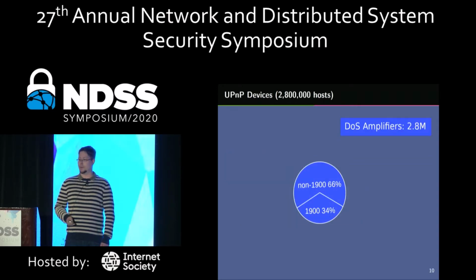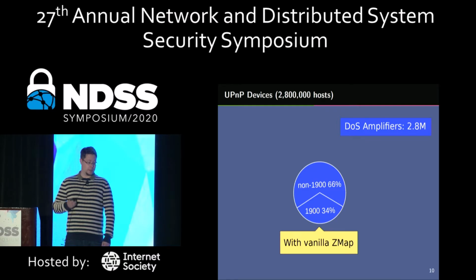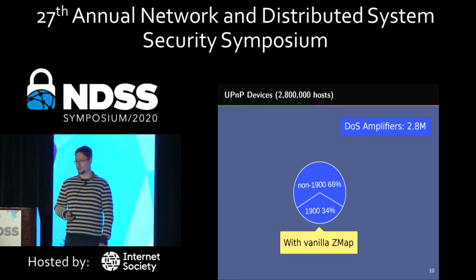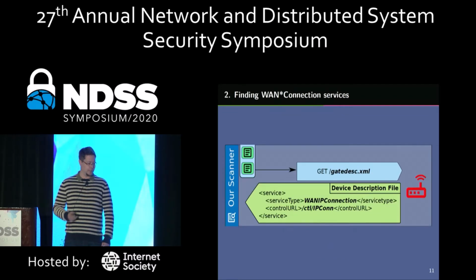In total, we found 2.8 million UPnP devices. These are commonly used for denial of service attacks due to their amplification factor. A majority of these responders were not discovered by vanilla ZMap because they answer from ports different from 1900, which is the port we were contacting these hosts on.